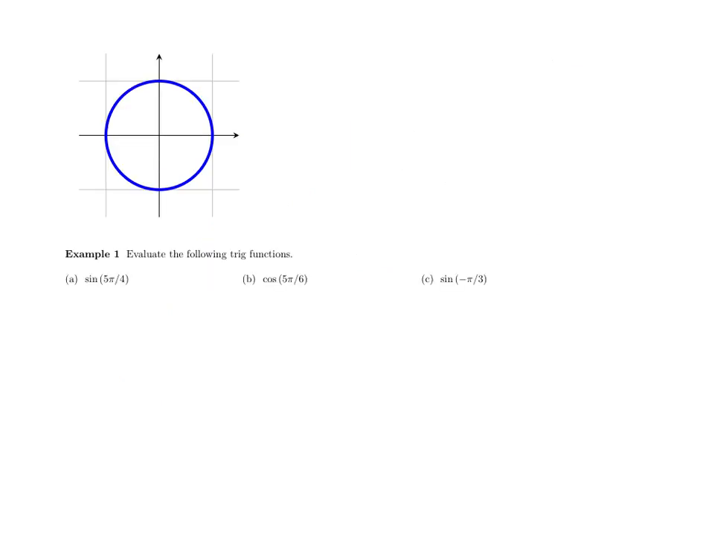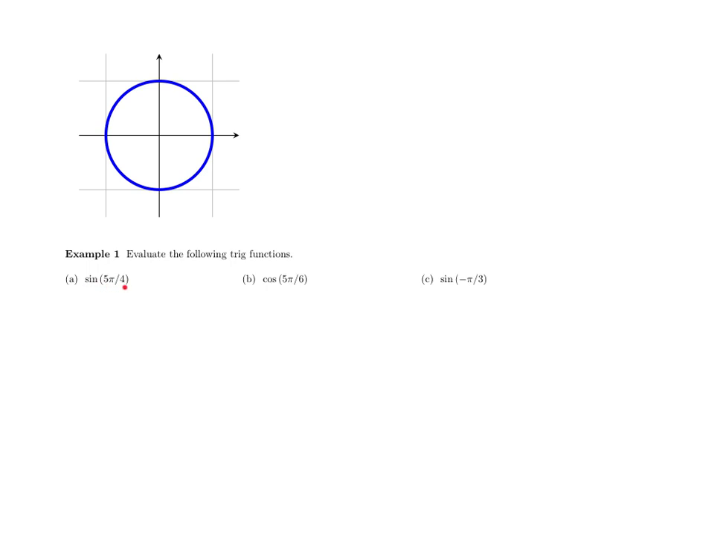In example 1, I want to evaluate the trig functions sine and cosine at the angles, the radian measurements of 5 pi over 4, 5 pi over 6, and negative pi over 3. Let's start with this one here. What is sine of 5 pi over 4?